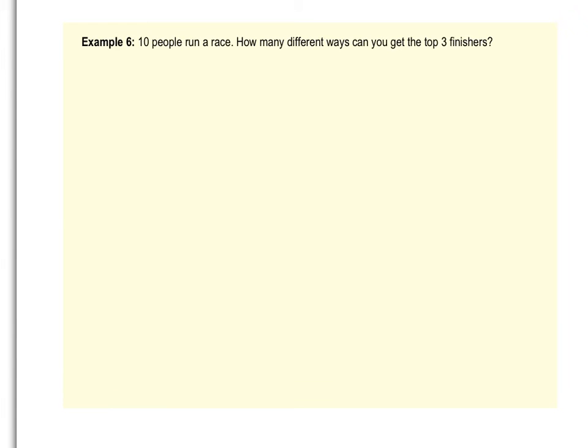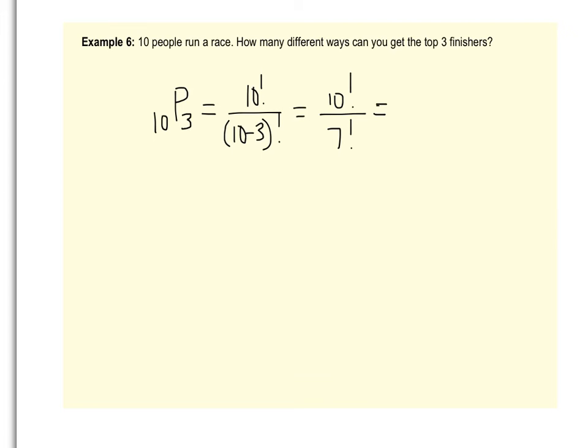Example 6, 10 people run a race. How many different ways can you get the top 3 finishers? So we have 10 runners, and we're arranging 3 of them. So it's 10 factorial over 10 minus 3 factorial, which is 10 factorial over 7 factorial. Again, you could just use your calculator, or you could think, hey, everything from 7 down is going to cancel. So really I just have 10 times 9 times 8, and everything else will cancel with the denominator. So I have 720 ways of arranging the top 3 finishers.